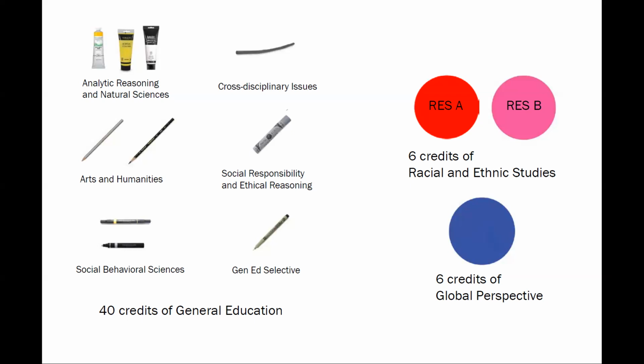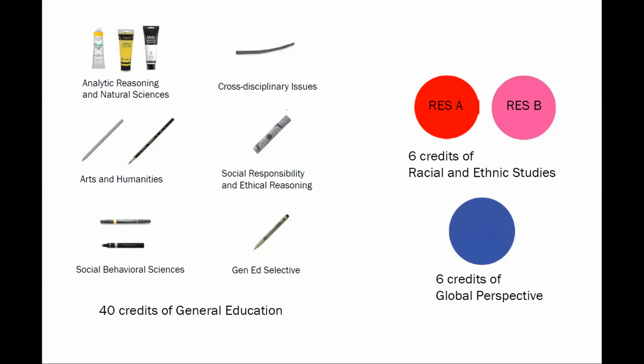In our social behavior sciences, we have markers, and you are free to choose whatever marker you want in there, as long as it's under the social behavior sciences category on the Gen Ed list. And then in cross-disciplinary issues, we have some vine charcoal. In that area, we have DES 150, the Sustainable Design class. So we have to take that. That's a requirement.